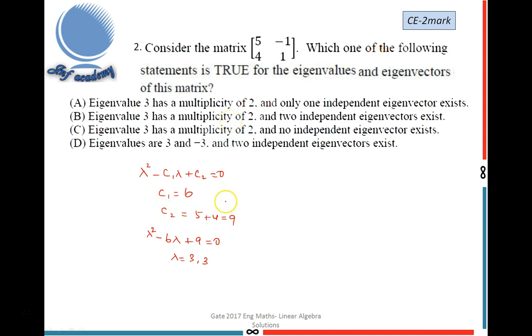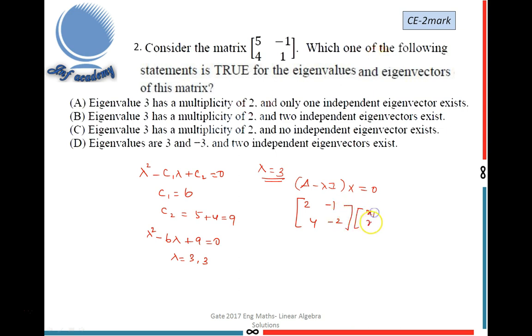Next, I am going to find the eigenvector. When lambda equal to 3, the eigenvector definition says (A minus lambda I) into x equal to 0. What is the value of A minus lambda I? A is here, lambda is 3. A minus 3I: only diagonal elements change. 5 minus 3 is 2, that element is the same, 4, and 1 minus 3 is minus 2. This is the A minus lambda I matrix: 2, minus 1, 4, minus 2.